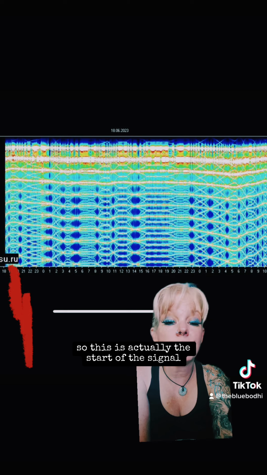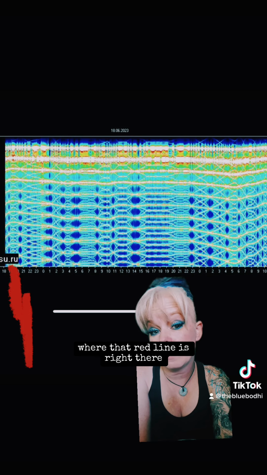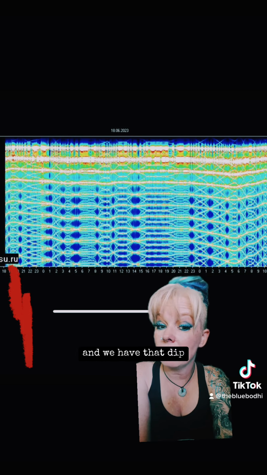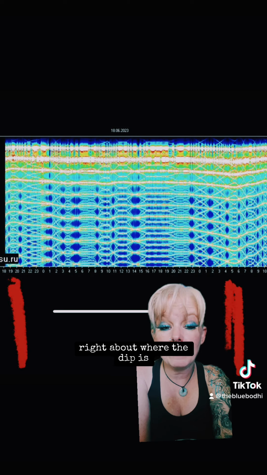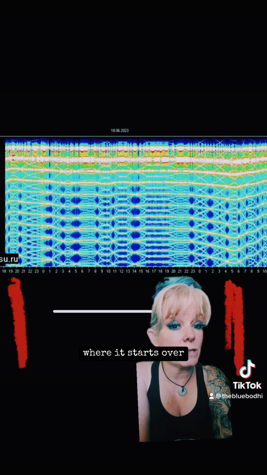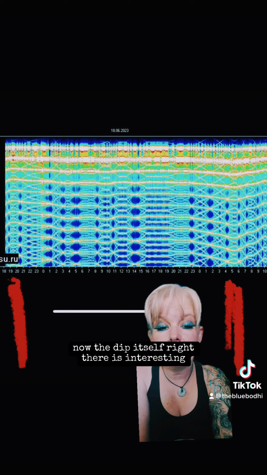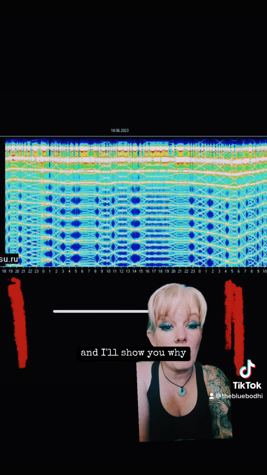So this is actually the start of the signal, where that red line is right there. And as you can see, it goes along, and we have that dip. Right about where the dip is, that's where the signal repeats, where it starts over. Now, the dip itself right there is interesting, and I'll show you why.